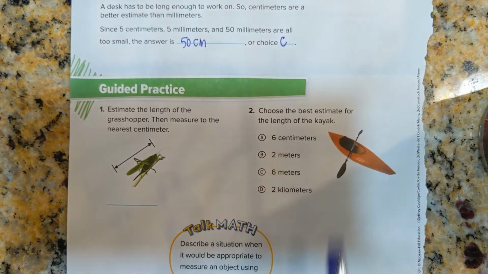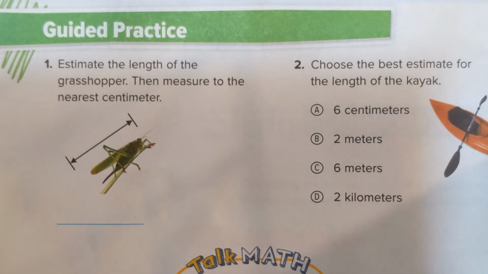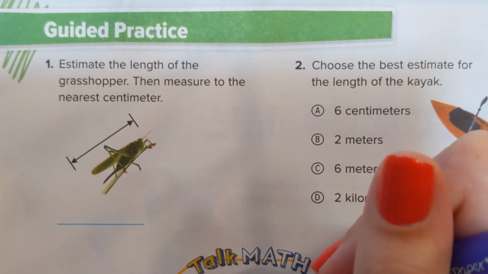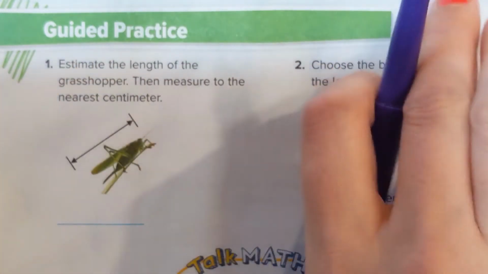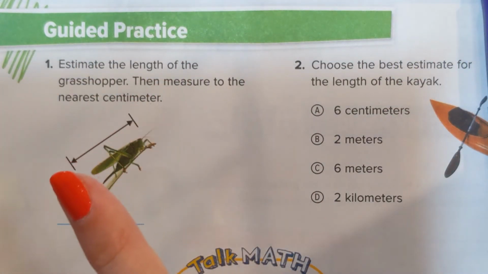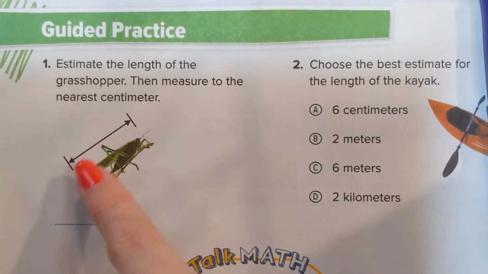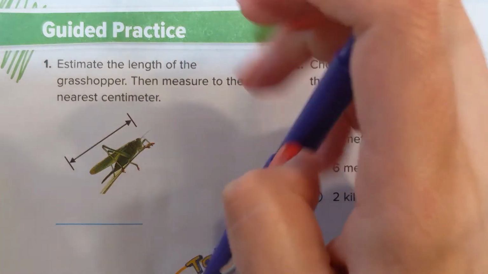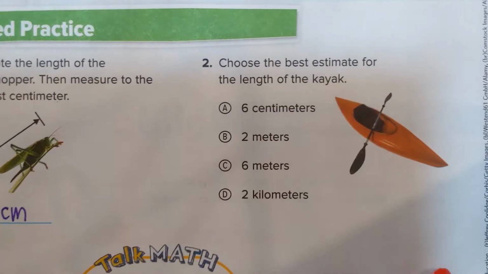Okay. Guided practice. Estimate the length of a grasshopper, then measure to the nearest centimeter. I don't have a ruler, so I'm not going to measure these for you, but I'm going to give you some pretty good estimates. I know that the width of my pinky nail is close to a centimeter, and so I'm going to say 1, 2, 3, about 3 centimeters. And this one is 3 centimeters.